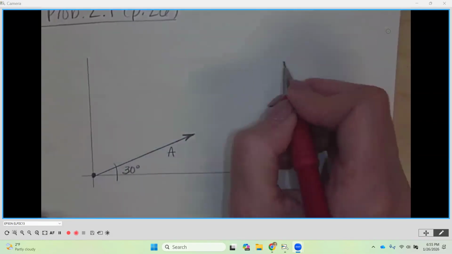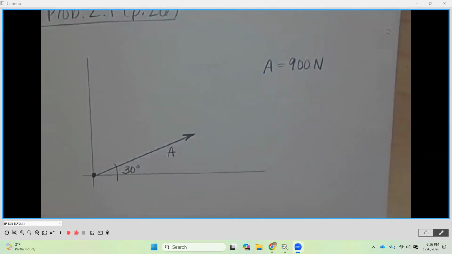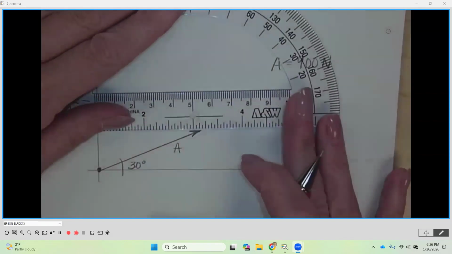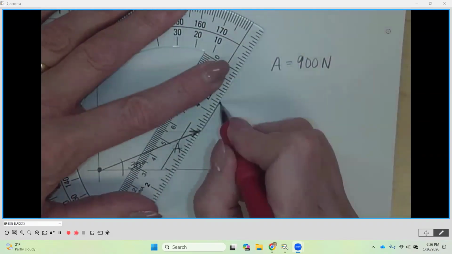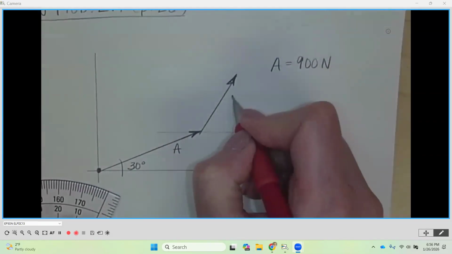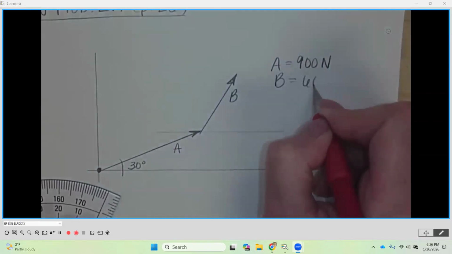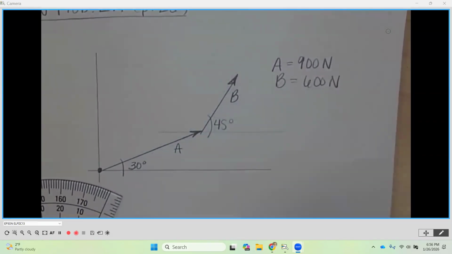I'll call this force A. This is 30 degrees, and A is going to equal 900 Newtons. Then I draw a horizontal construction line through the tip and another line at about a 45-degree angle, though it looks more like 60, but that's okay. This one is going to be force B, and B is equal to 600 Newtons. And this angle is about 45 degrees.